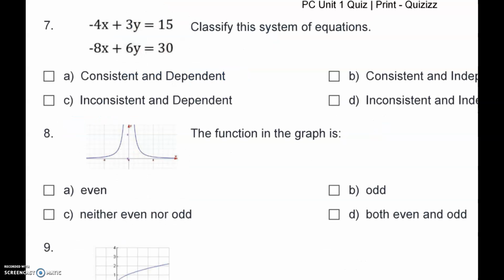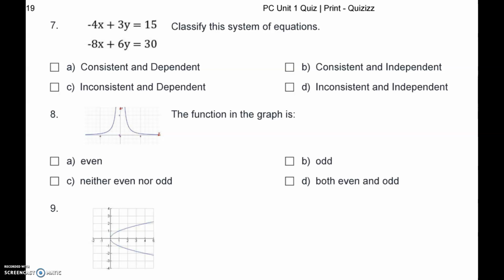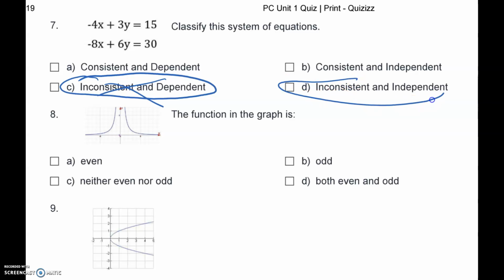The next one we'll look at is number 7. It says classify this system of equations. If you look at these answer choices, you notice that 2 of them shouldn't make sense to you. Consistent, independent; consistent, independent; inconsistent, independent. An inconsistent system is never dependent. So that doesn't make sense. So it's not C. Well, this doesn't make sense either. So it's either going to be A or B.